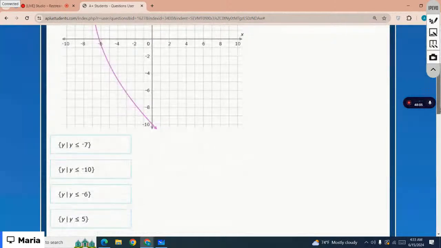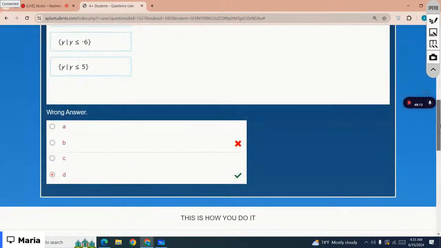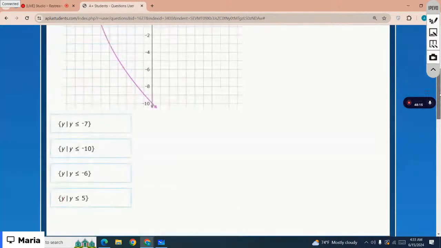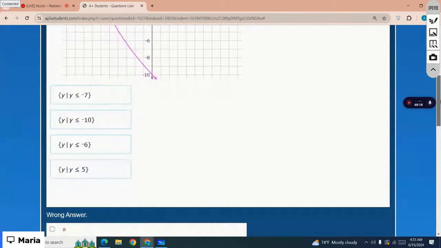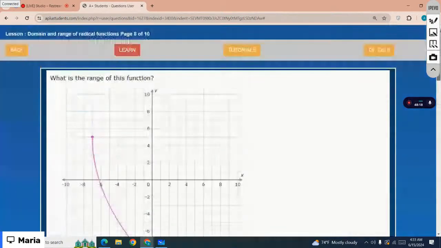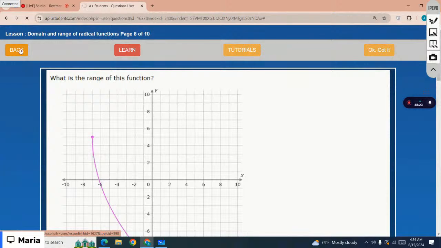Y is less than or equal to 5, but why 5? Okay, that means the correct option is option number D. Okay, you can complete the lesson by yourself later today. Let me just move on to the next lesson.